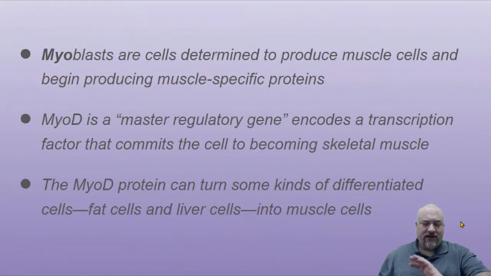Just an example, I don't think you need to memorize this example. There are cells called myoblasts, which are cells destined to become muscle. Anytime you see myo, it has to do with muscle. MyoD is what we call a master regulatory gene, which has transcription factors that commit that cell to becoming skeletal muscle. So if you can turn MyoD on, then MyoD will turn on all the other genes that are going to turn it into a muscle cell.